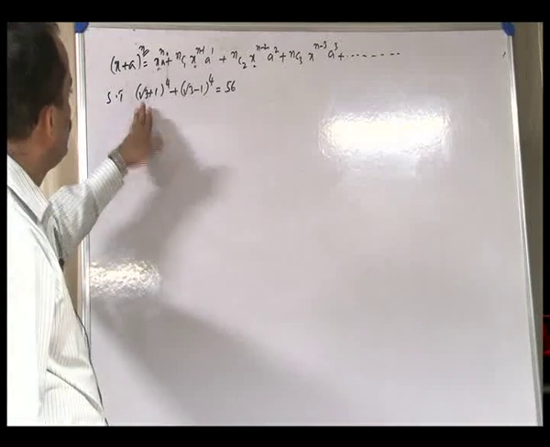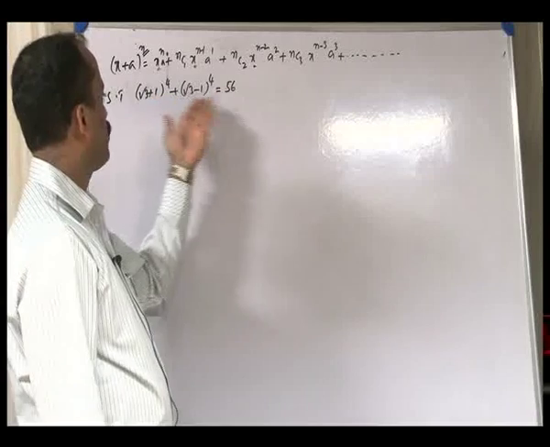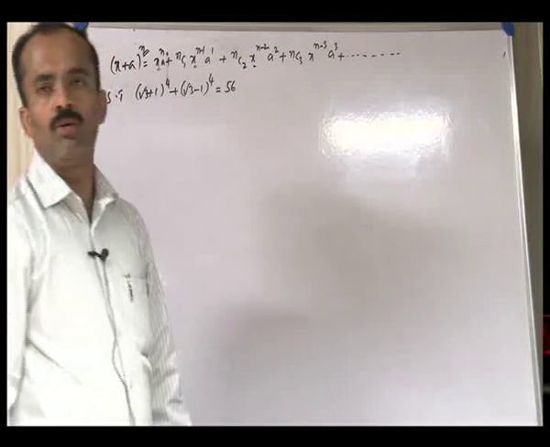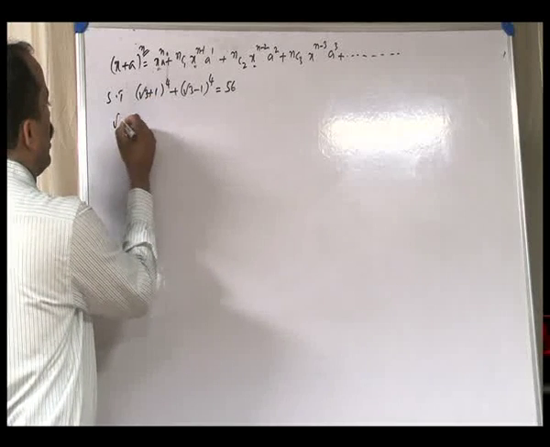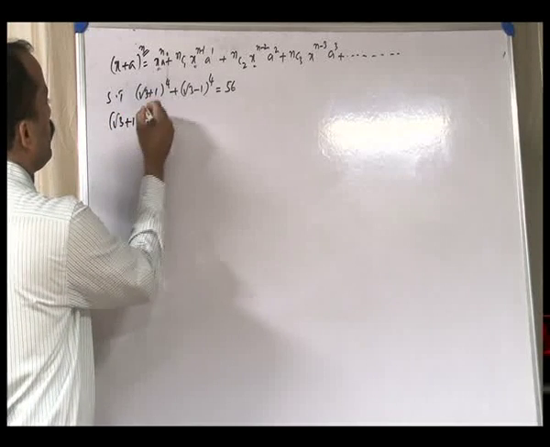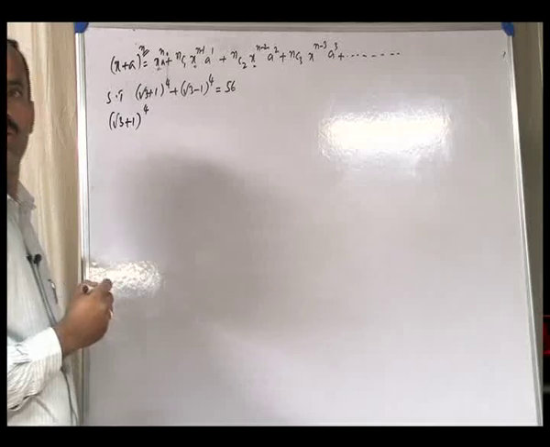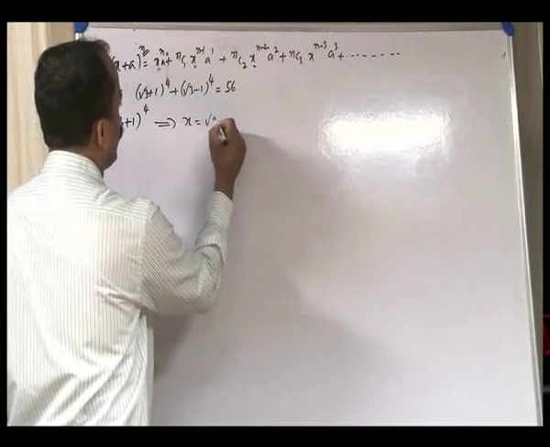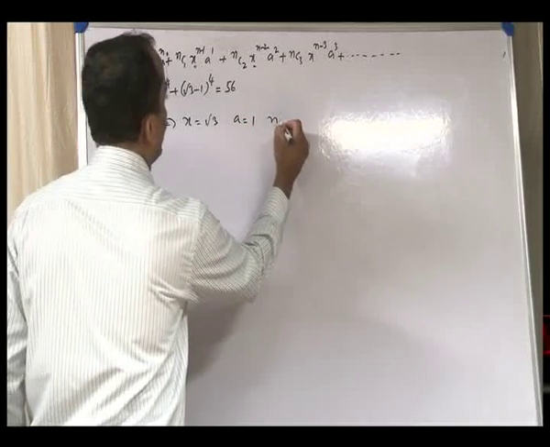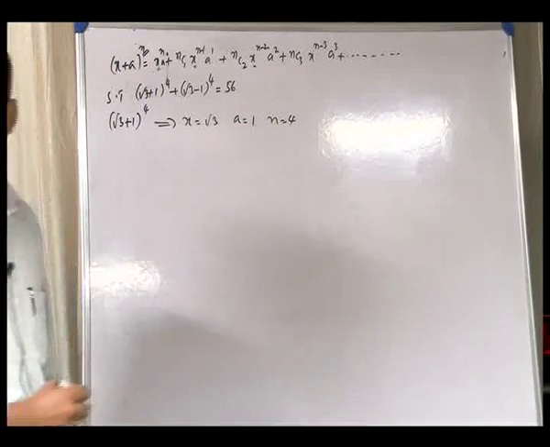Using binomial expansion, we can show that root 3 plus 1 whole to the power of 4 plus root 3 minus 1 whole to the power of 4 is equal to 56. Let us expand first root 3 plus 1 whole to the power of 4. Here, what is x? X is equal to root 3, a is equal to 1, and n is equal to 4.